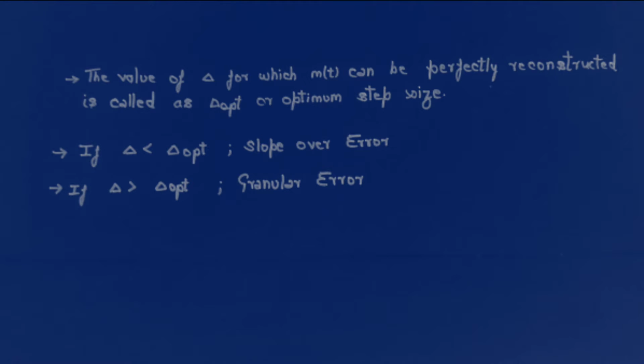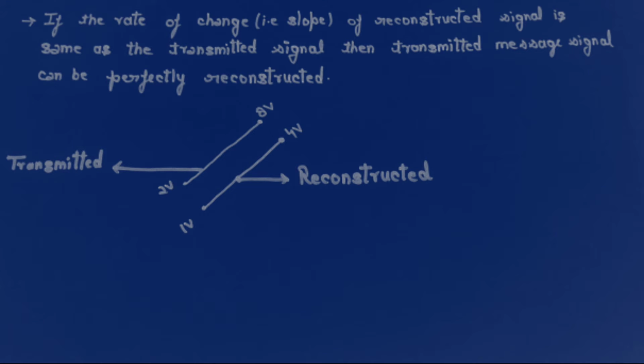We call our signal perfectly reconstructed when the transmit signal is the same as the signal that is recovered at the receiving end. If the rate of change of both the signals matches, then we say that there is no error in the reconstructed signal. It is the same as the transmit signal.